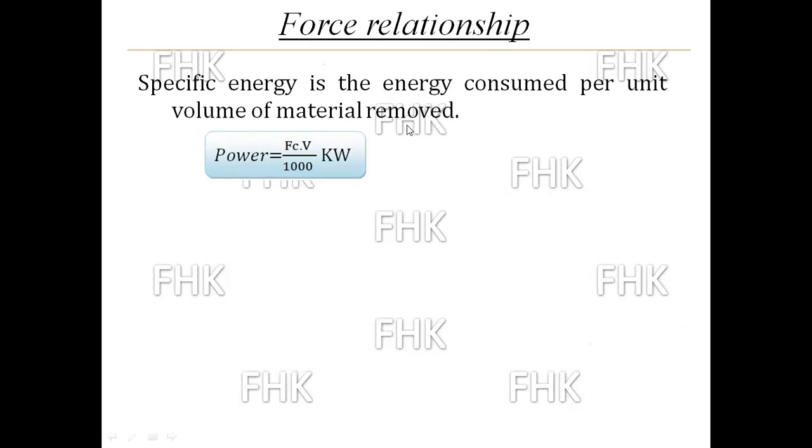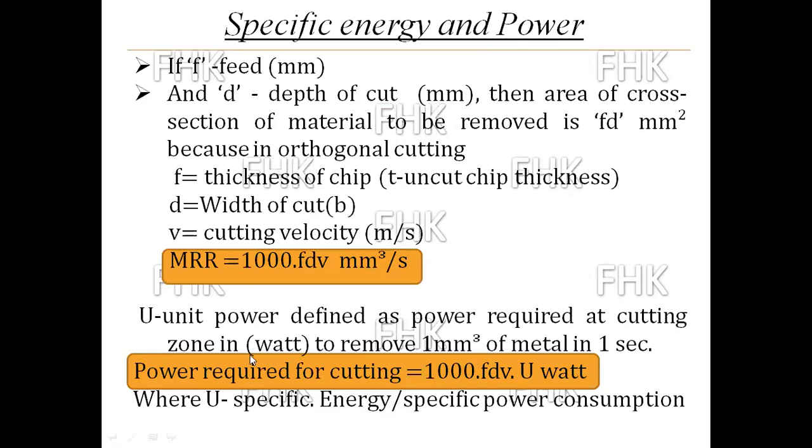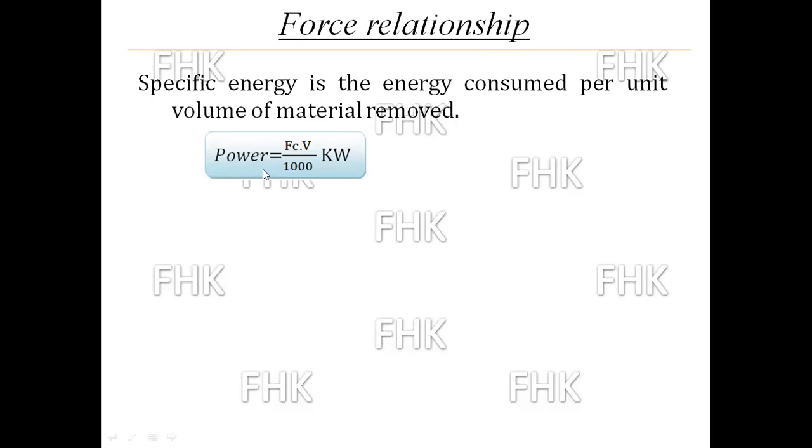That means for removing 1 unit volume of material, mm³, how much energy is required? That energy is the specific energy, and if you multiply that specific energy by the metal removal rate, this will become power. This will become the power required for cutting. Metal removal rate into specific energy will become power here. So remember this formula.